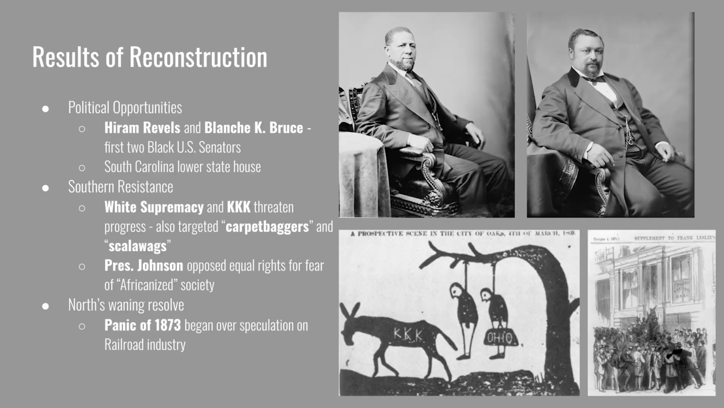Political opportunities came in the form of actual Black legislators in the U.S. House of Representatives, the U.S. Senate, and various other state legislatures. Hiram Revels on the left of the screen is the first ever Black U.S. Senator, appointed in 1870 in the state of Mississippi. Blanche K. Bruce on the right was the second Black U.S. Senator, also from the state of Mississippi.